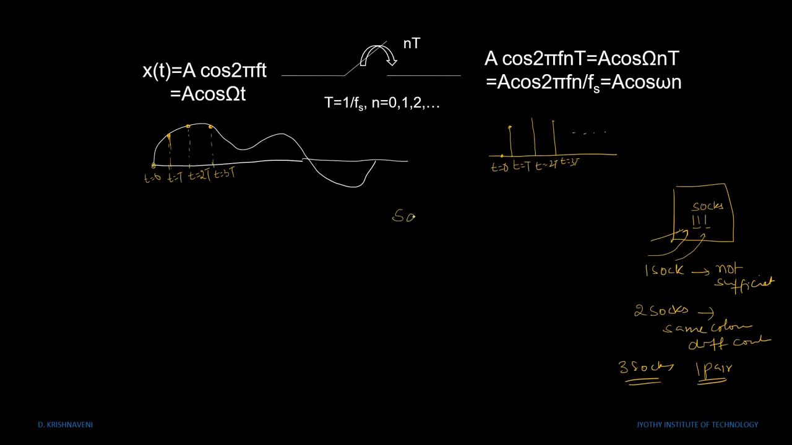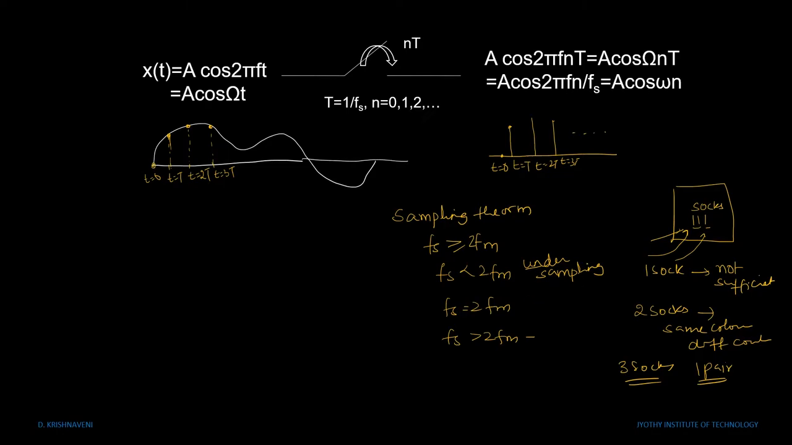This is an example showing the sampling theorem. What does the sampling theorem say? Fs should be greater than or equal to 2fm. That means when Fs is less than 2fm, what will happen? Fs equal to 2fm, what will happen? And Fs greater than 2fm, what will happen? If Fs is less than 2fm, it is under sampling. What do you mean by under sampling? Under sampling means you are not able to reconstruct back the original signal from the samples you have got. It is as if you are bringing one sock from the dark room. Then that is not sufficient for us, or it does not satisfy our requirement.